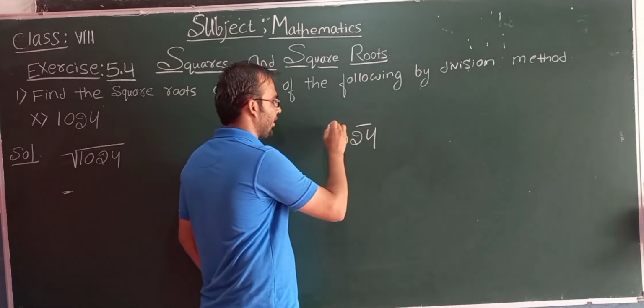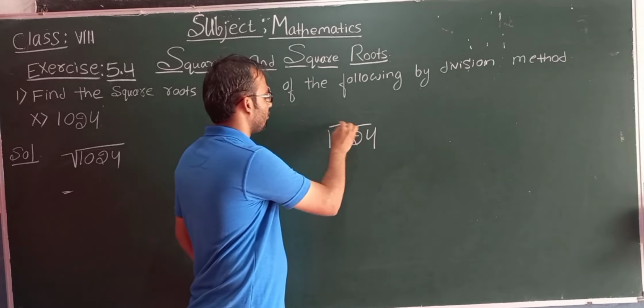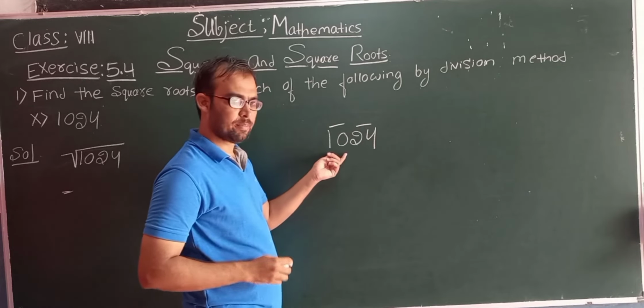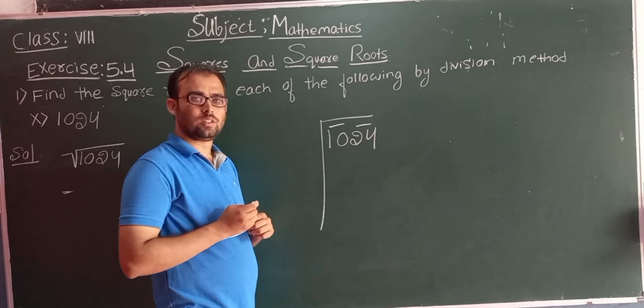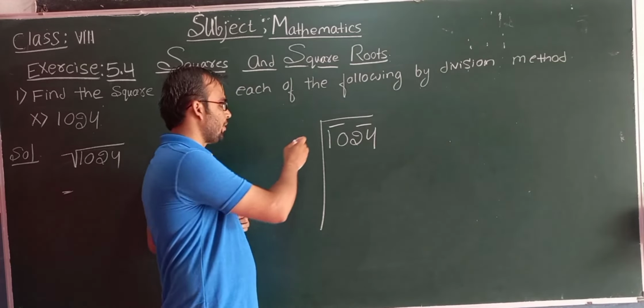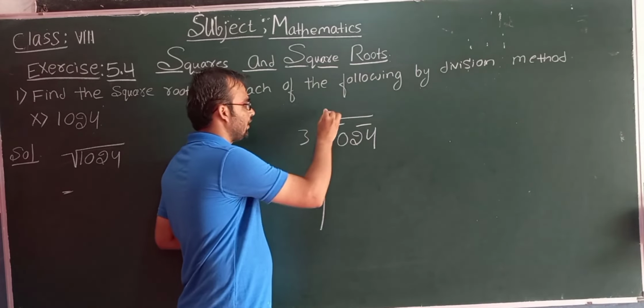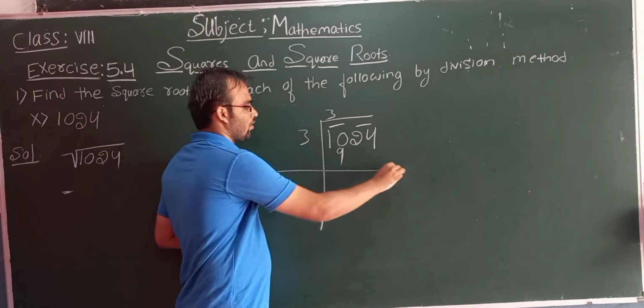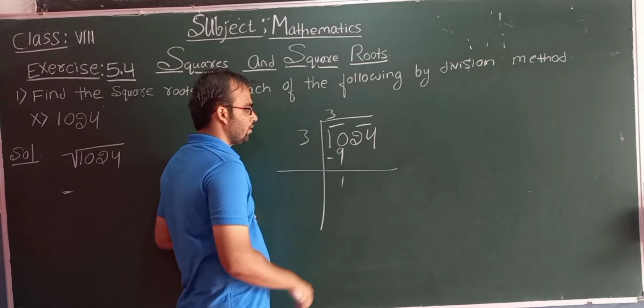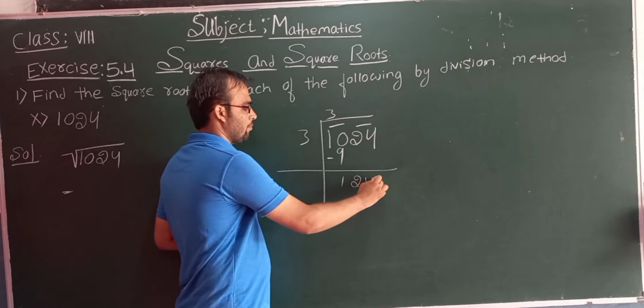Now start pairing. Okay, so this will be the dividend part. You need to consider this one part first. Now what is the next thing? We need to write the number here. Okay, so 3 threes are 9. So 10 minus 9 is what? 1. So bring down these two numbers.